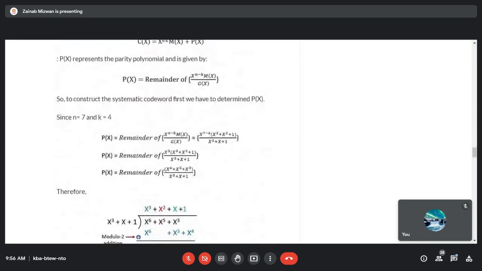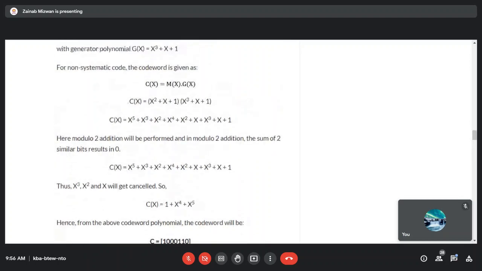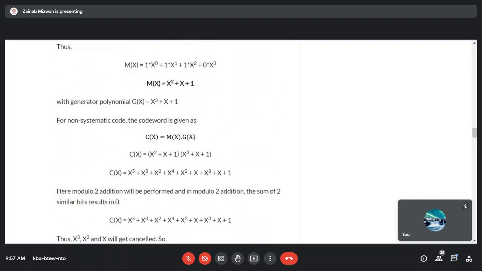Okay, where did the formula we saw go? It's here. Okay, for non-systematic code, the code word is given as c of x. You can see over here, the code word is given as c of x equals m of x into g of x. So this type of multiplication will give you only the non-systematic code.